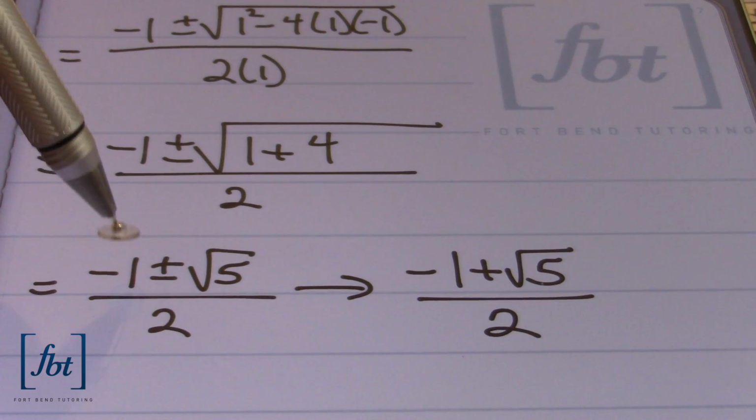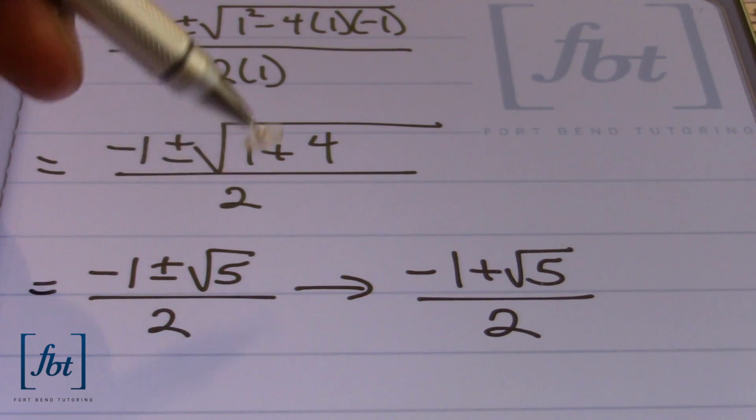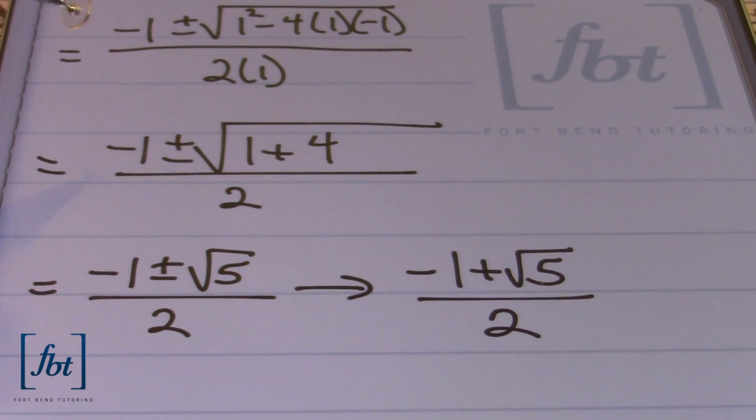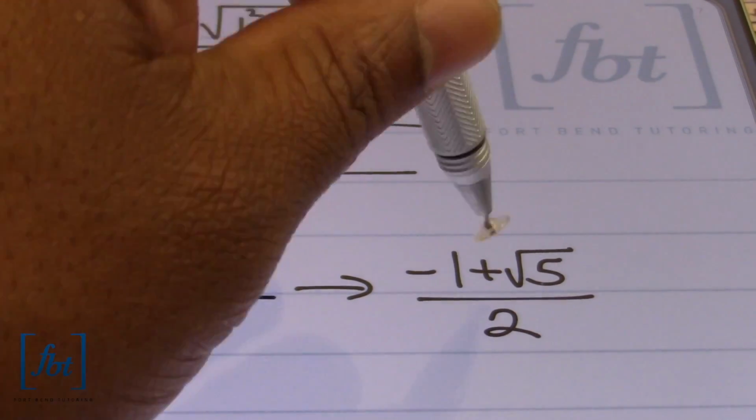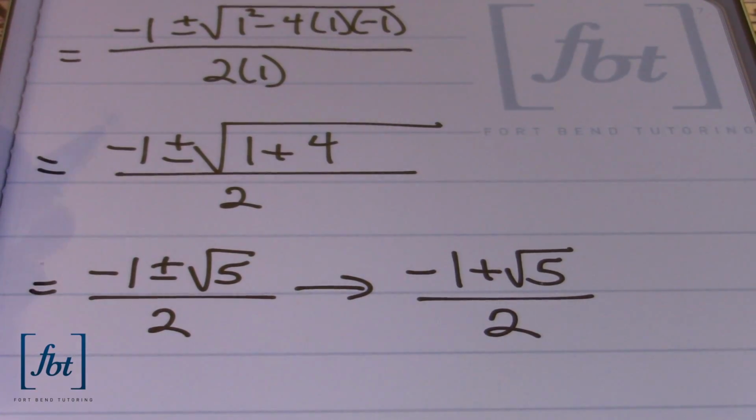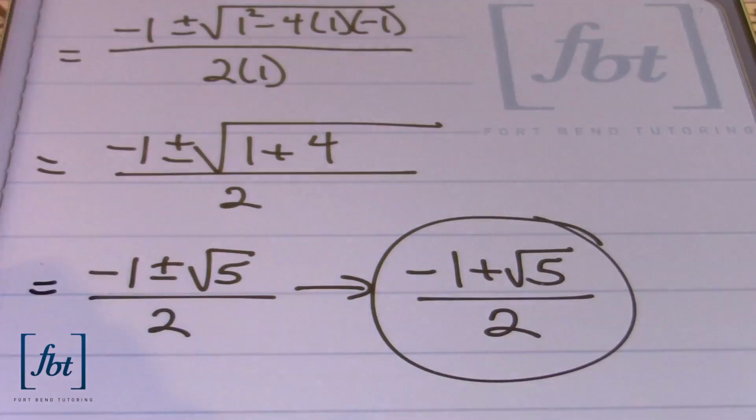I will not be able to use the negative 1 minus the square root of 5 divided by 2 because that's a negative value, and our original equation will want you to take the logarithm of that negative value, and that will make the function undefined. So we'll only be able to use this value for x. That's it. Okay, so here's our value for x.